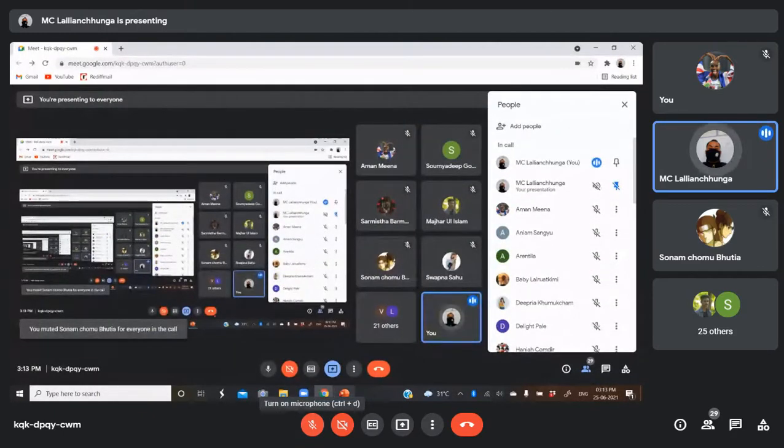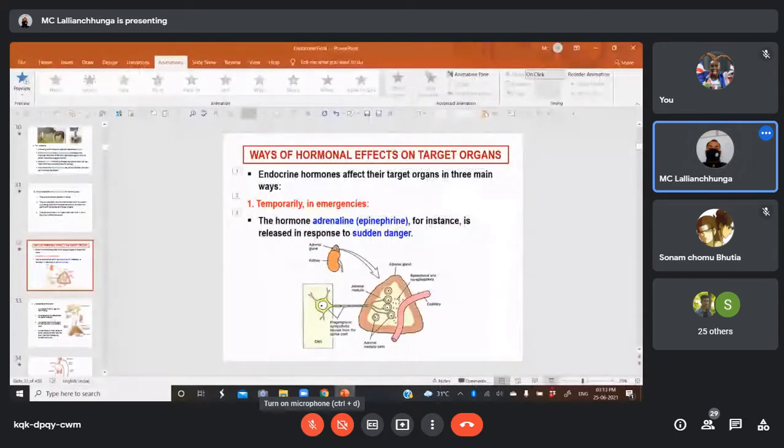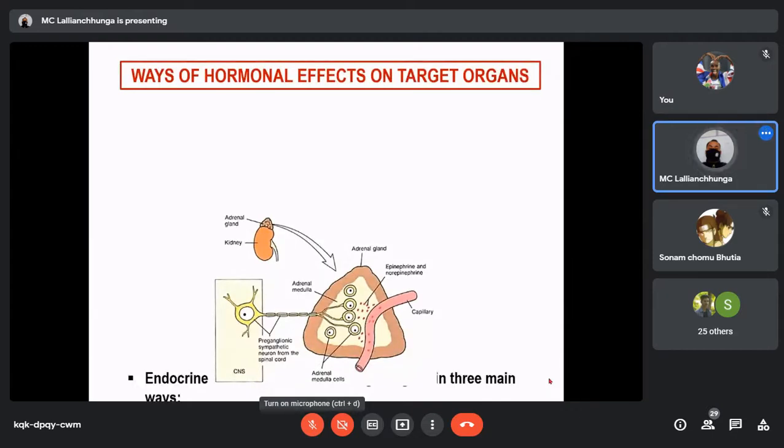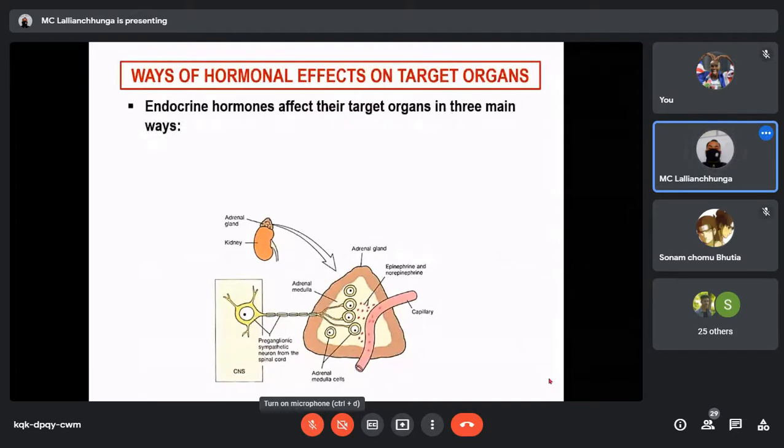Okay, so we resume. So the next topic is ways of hormonal effects on target organs, or we can say how hormone affects each target organ. Endocrine hormones affect their target organs in three main ways. Number one is temporarily, temporarily in emergencies.